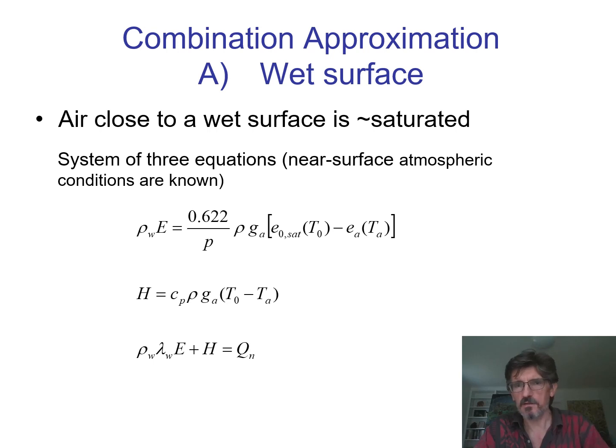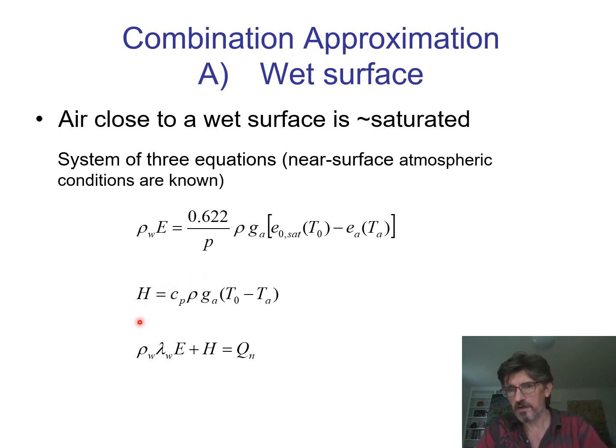We have the system, a combination of these three equations. Let me get the cursor here. We have the evaporation rate, which is proportional to the difference in vapor pressure times the atmospheric conductance. We don't have stomata here, so there is only the atmospheric conductance.